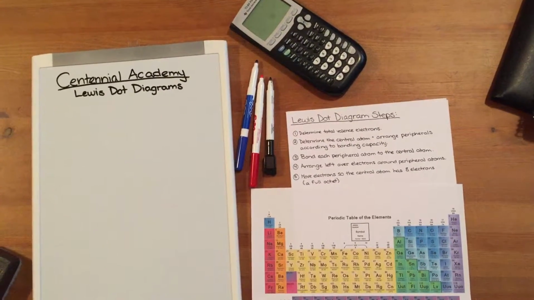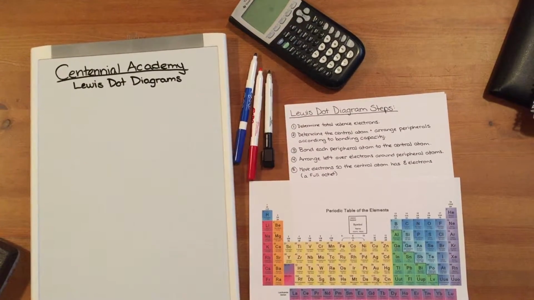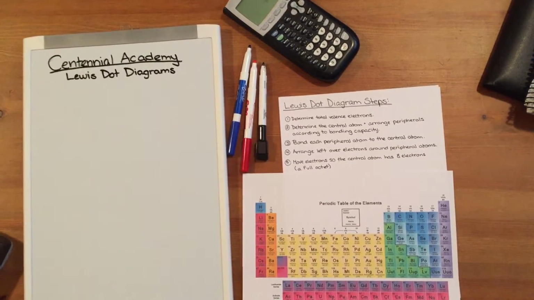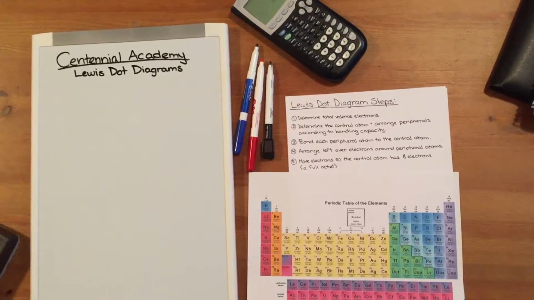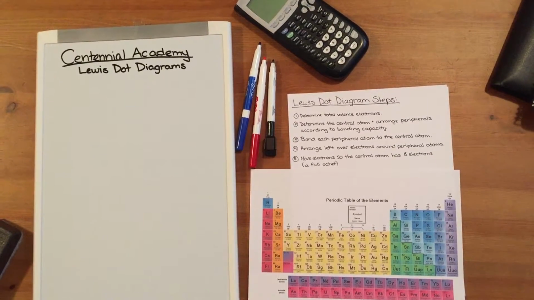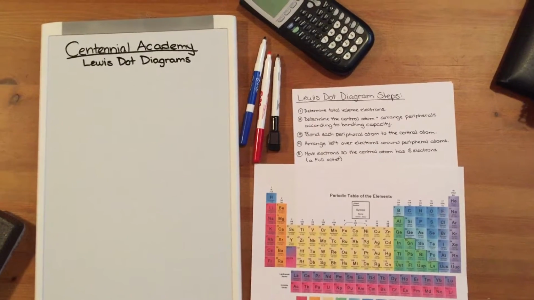This is a Centennial Academy video based off of Lewis dot diagrams. First off, you need to know the basic steps in order to build a Lewis dot diagram. Step 1, determine total valence electrons.